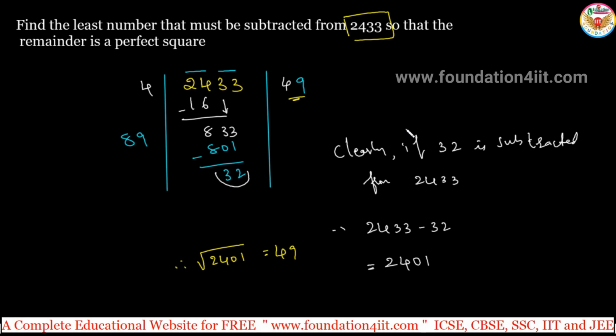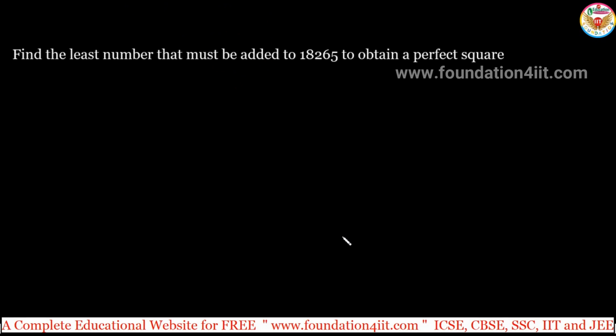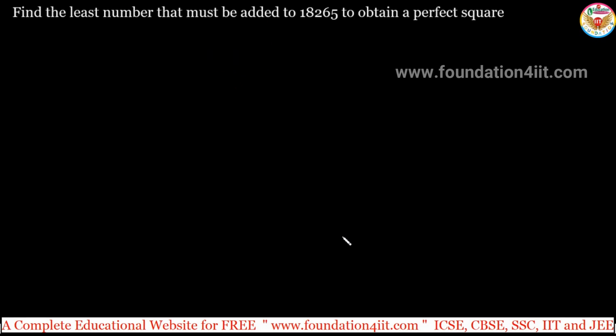Whatever we get, that only will come. After subtracting, we get a perfect square, and this is what should be subtracted from the number. Now, for example, what should be added? Next question: find the least number that must be added to this so that it becomes a perfect square. The division method will apply. Let me take this question.